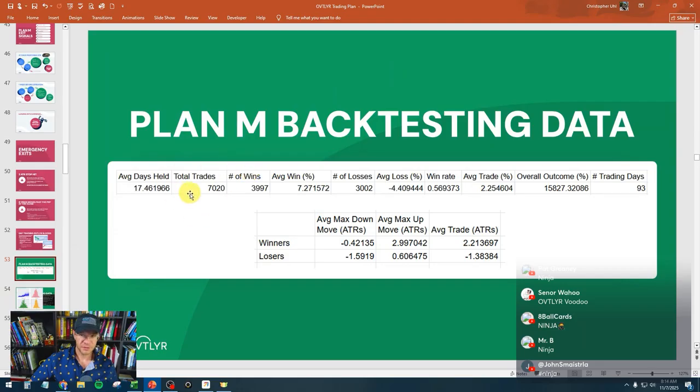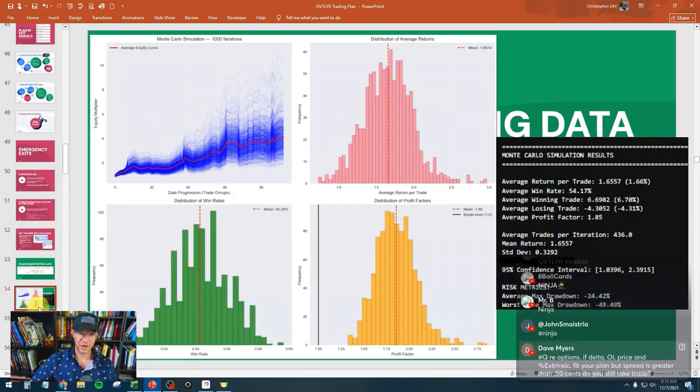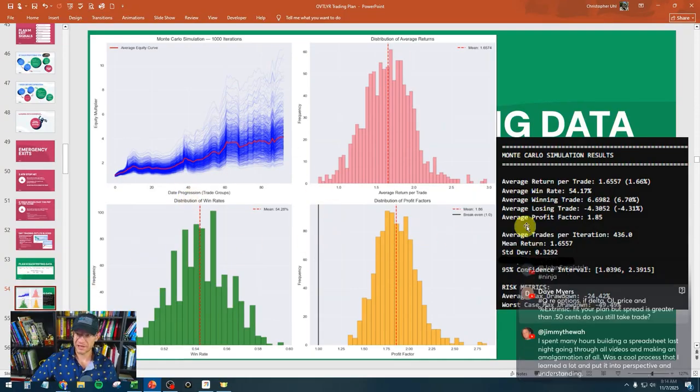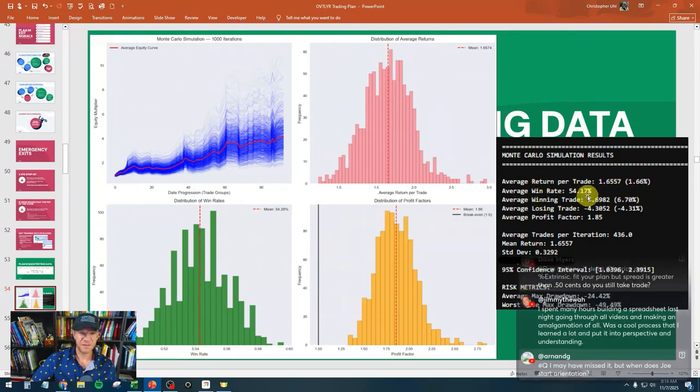So of course, nobody's going to be able to trade 7,000 trades. Not going to happen. But there's a high likelihood that you could pick five randomly, and this shows you the average win per trade, 1.66%. Now, this also includes ones that have a negative historical return, right? Most stocks in Outlier have a positive buy and sell signal return, but this even includes the negative ones. Average return per trade, 1.66%. Average win rate, 54%. Average winning trade was 6.7%. Average losing trade, 4%.